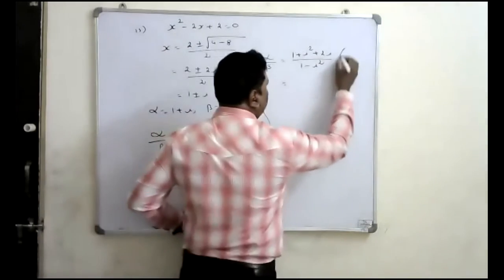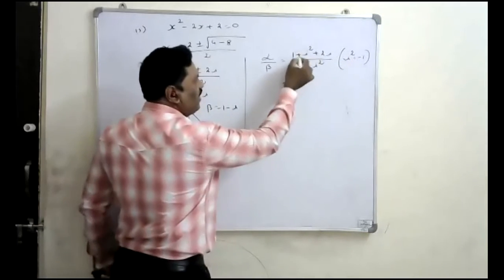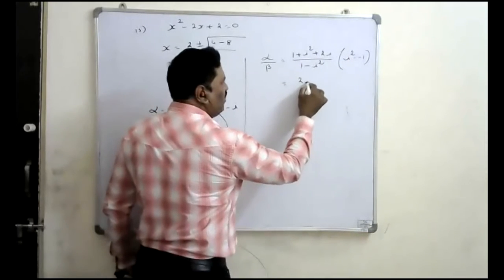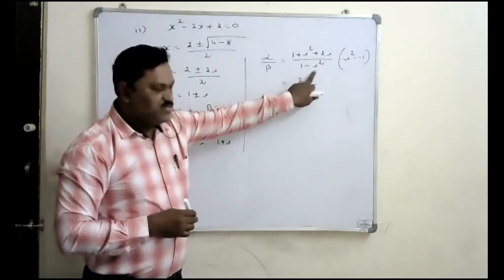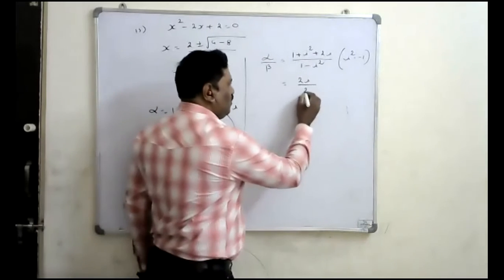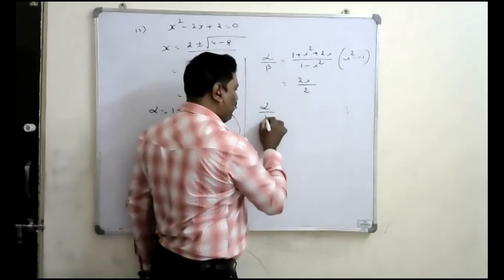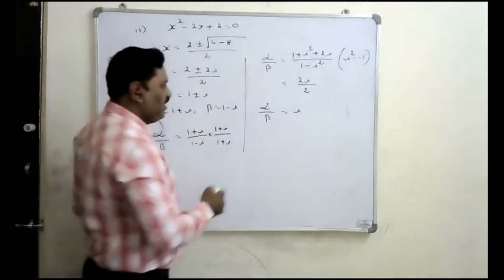Minus 1. i squared is equal to minus 1. If you substitute there, minus 1 plus 1 cancel, so in the numerator we have 2i, and in the denominator, i squared is minus 1, so 1 minus of minus 1, that is 2. Therefore, the alpha by beta value we got is i. Alpha by beta is i.